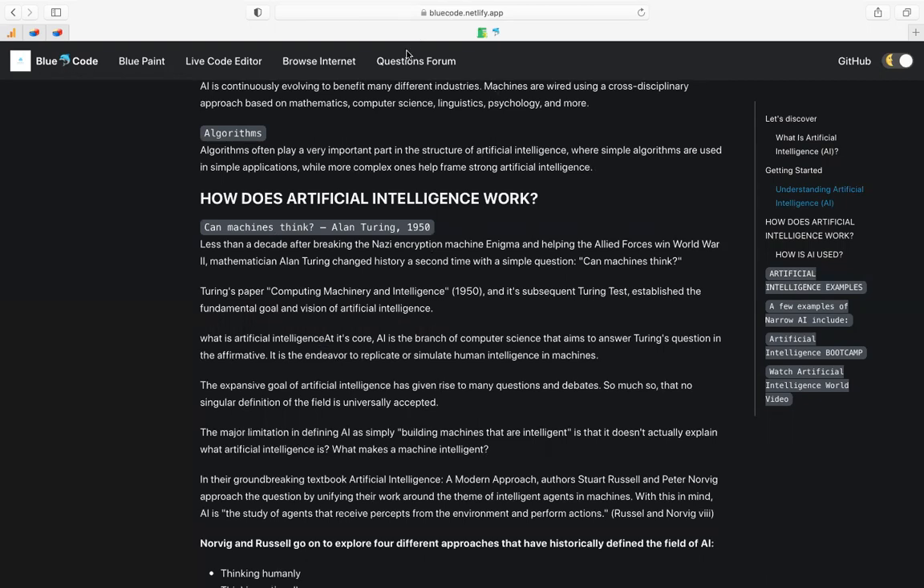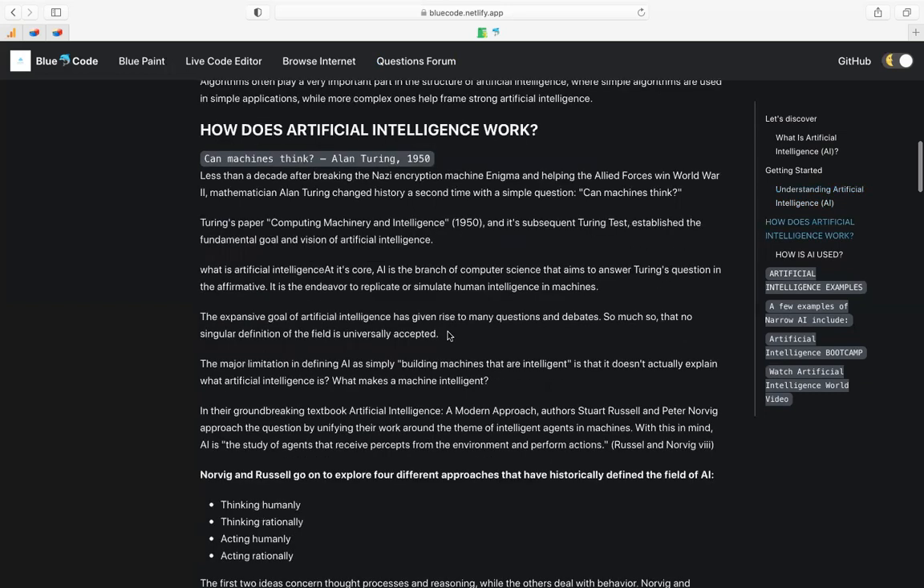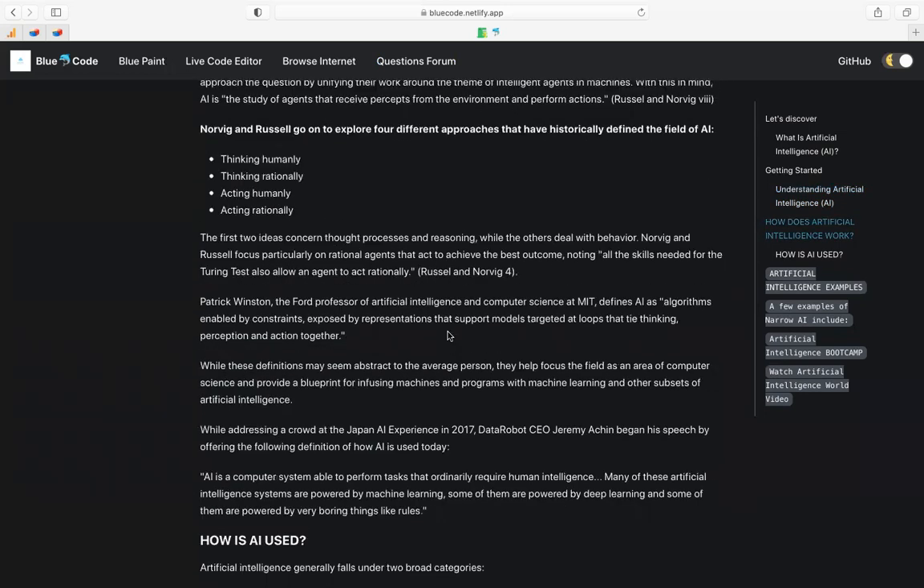We are going to look at four main ideas or concepts behind artificial intelligence that make it work. One, thinking humanly. Two, thinking rationally. Three, acting humanly. And four, acting rationally. These are the four main components you should take into consideration when building an artificial intelligence model. Now let's take it one by one.